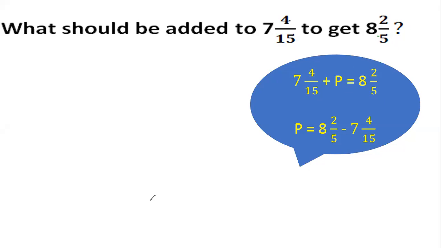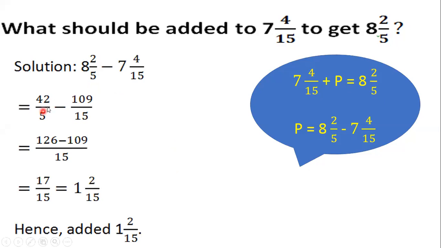Now the very important thing that we are going to do is convert the mixed fractions into improper fractions. How do we do it? 8 2 by 5 becomes 5 eighths are 40 plus 2, 48 by 5. 15 multiplied by 7 is 105 plus 4, 109 by 15.